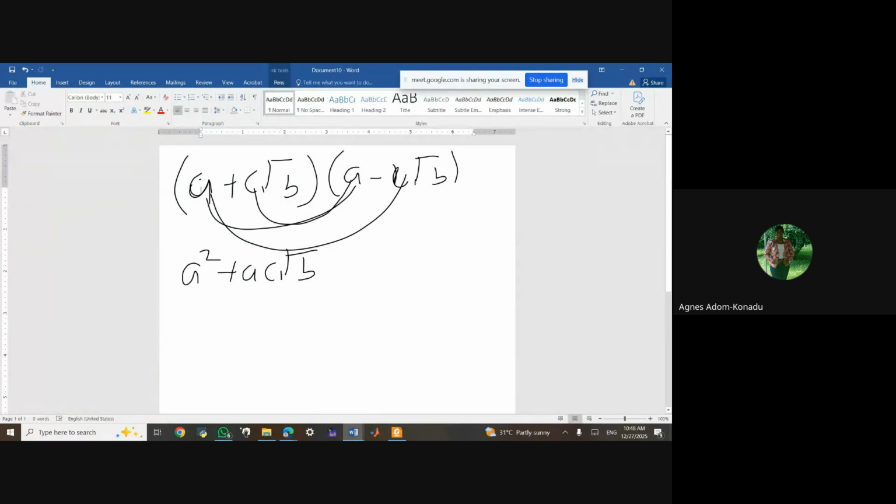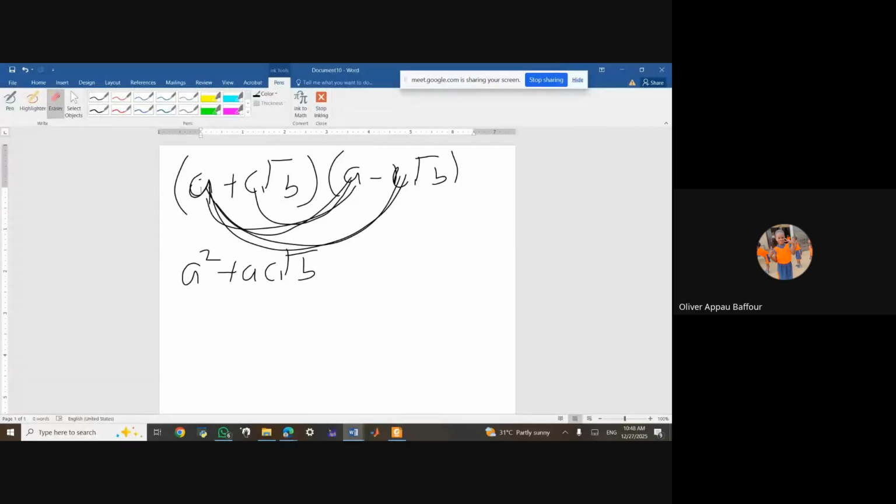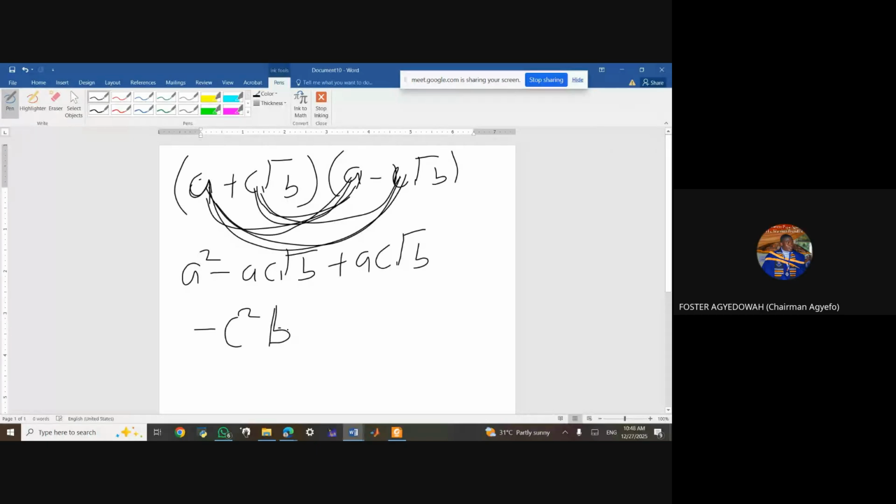Madam, it's supposed to be minus. So I have minus. Then I come here. This time this is plus a c root b. Then this time this, which is minus c squared times a times b. Times b. Yeah.